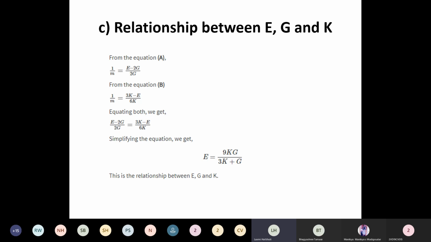Now simplify this. When you simplify, you will get a final equation, that is capital E is equal to 9KG divided by (3K plus G). So observe this equation carefully now: E is equal to 9KG divided by (3K plus G). This equation relates E, G and K. It is used for relating all the three elastic constants: Young's modulus E, bulk modulus K and rigidity modulus G. So this completes all the three equations now.